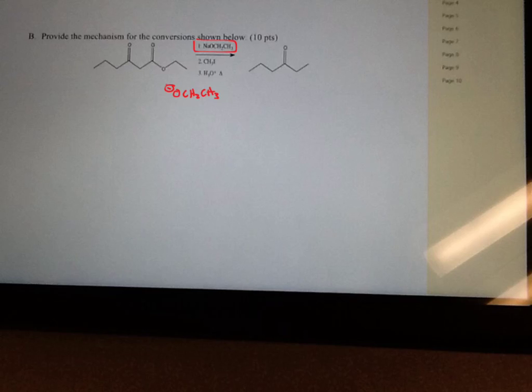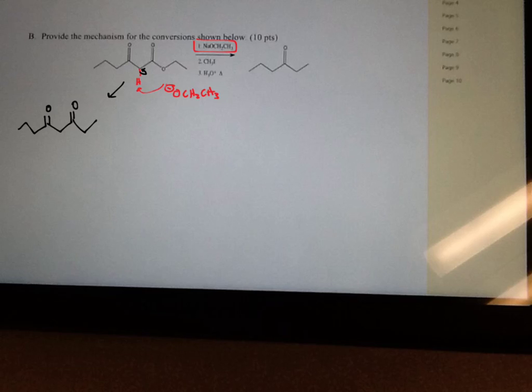We're very acidic hydrogen. So we need to pull off the most acidic hydrogen, which will be the one between the two carbonyls. Why that one? Resonance. Double resonance.